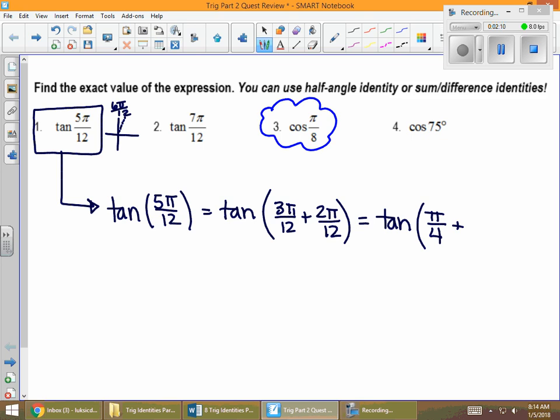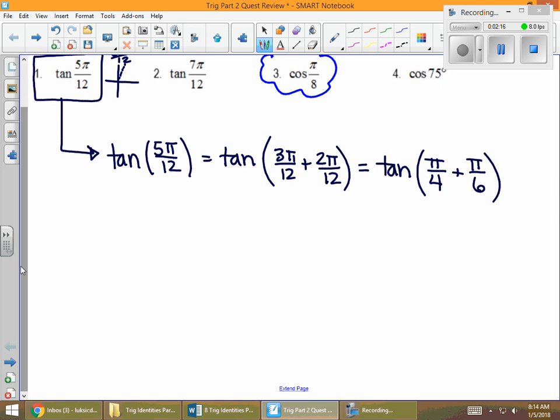2 pi over 12 reduces to pi over 6. And now those are the values that we're going to put into our equation. Pi over 4 is our A, and pi over 6 is our B. And that order does not matter.